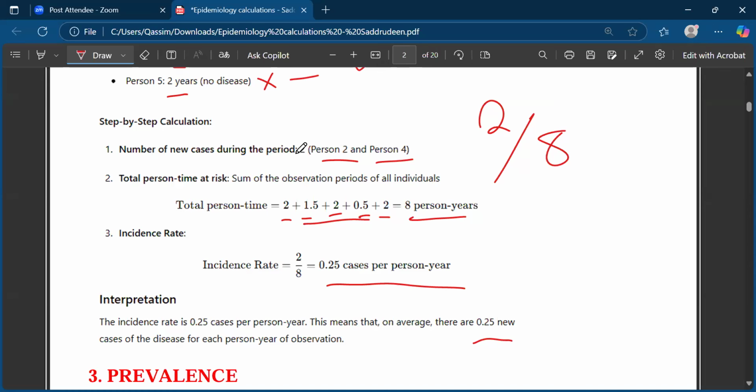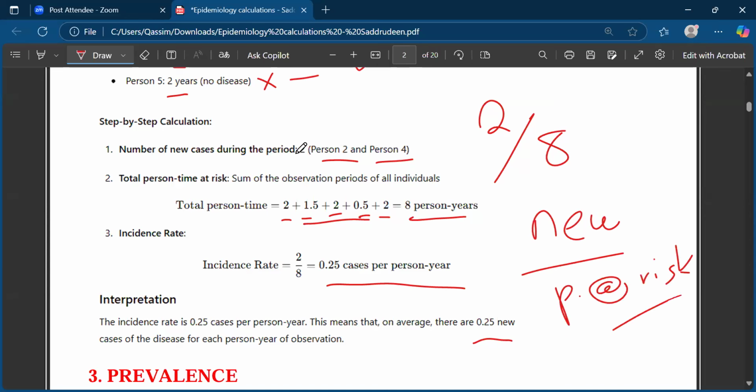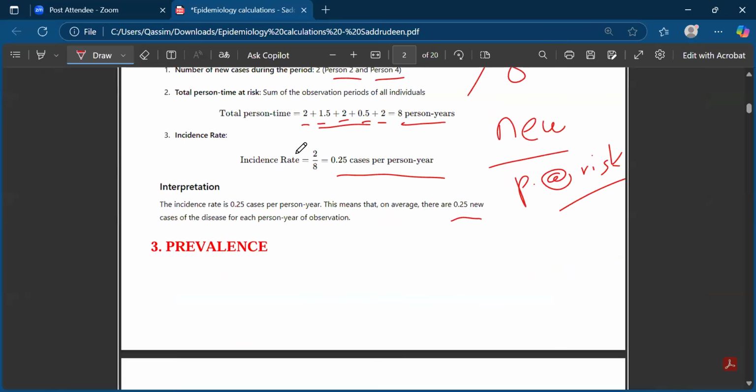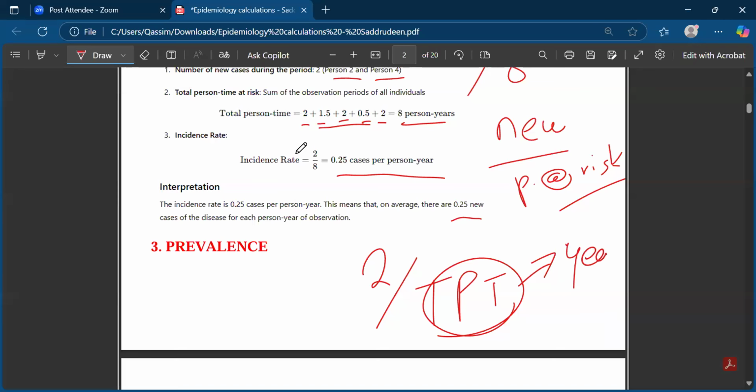So we've seen how to calculate cumulative incidence. We just take the number of new cases over the population at risk, okay? But then this one, we take the number of new cases, which is 2, over the total person time at risk. And then this one we've seen, we just take the years, and then we sum them all up, okay?